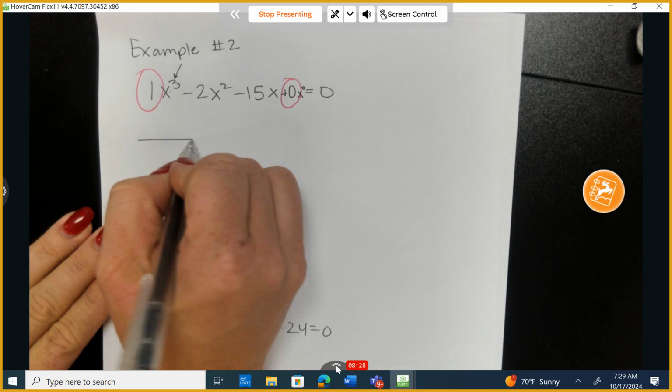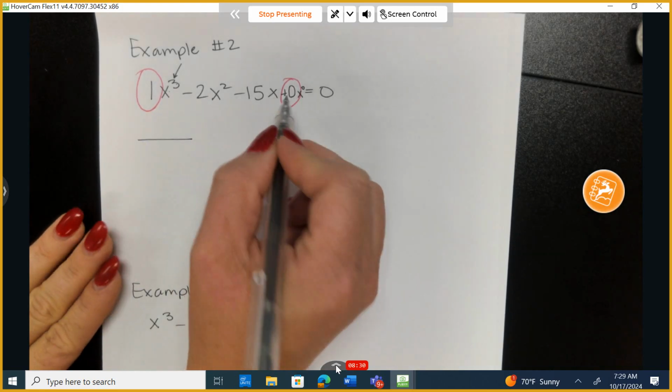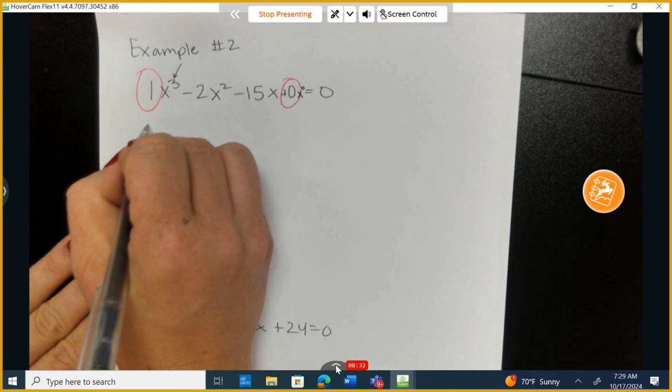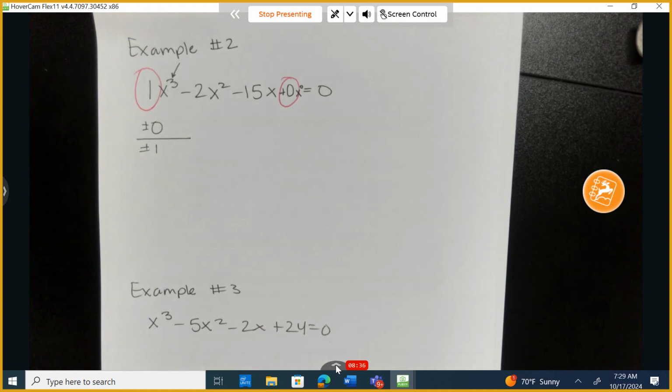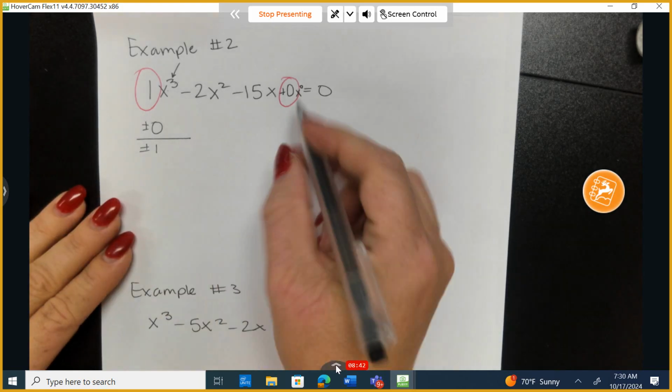In the numerator, I'm going to list all of the factors of 0. Well, factors of 0 is simply 0. There's no other factors. And the factors of 1 would be 1. Well, 0 divided by any number is simply 0. So let's go ahead and test 0.